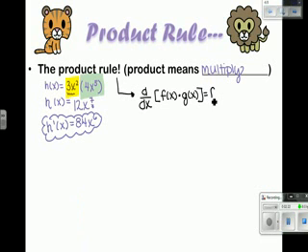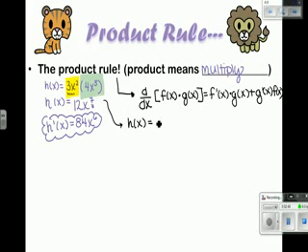That's equal to the derivative of the first times the second function, which is just g of x, plus the derivative of the second times the first, f of x. Okay, so it seems kind of long and complicated, but what we're going to do is take the derivative of h of x using the product rule. So when I take the derivative, I'm going to let the 3x squared be the f of x, and I'm going to let the 4x to the fifth be the g of x. That's in the definition up there.